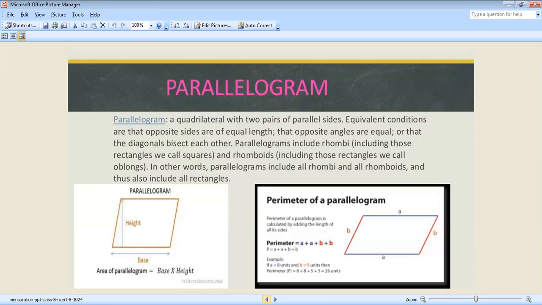Next, area of a parallelogram. See here in the figure, area of a parallelogram is base into height. Base is at the bottom, height we are taking like this. So area of a parallelogram is base into height.